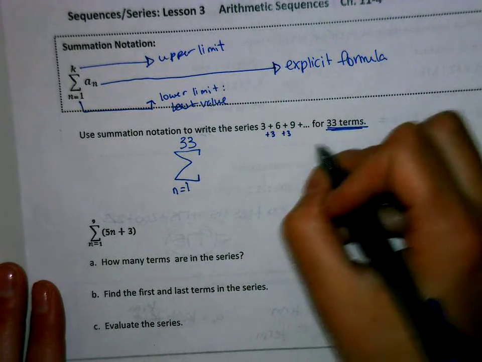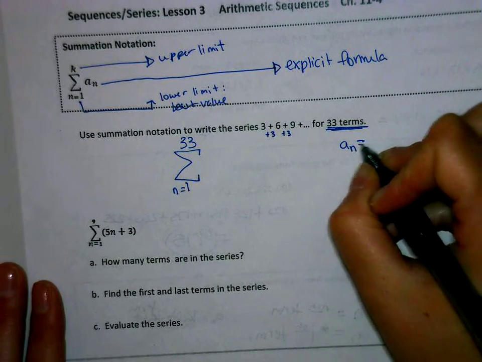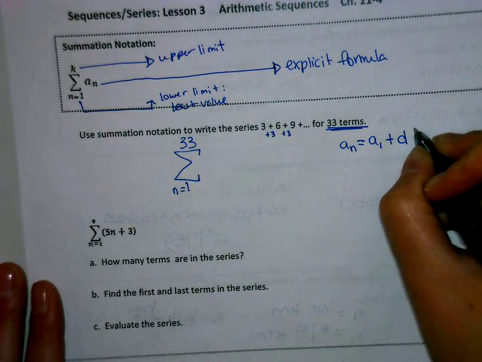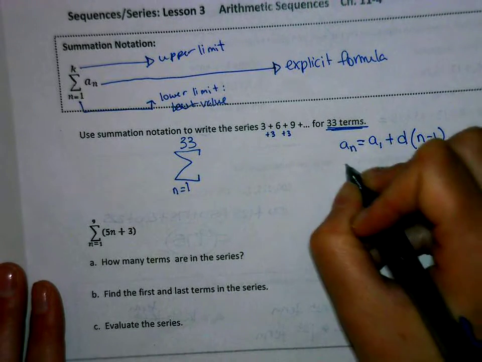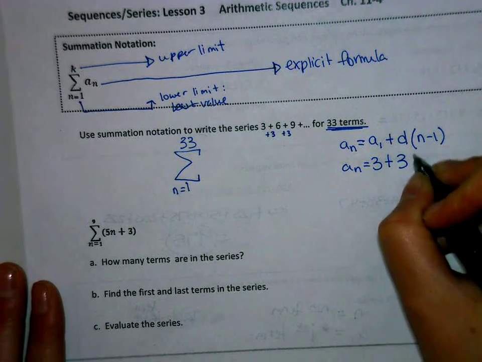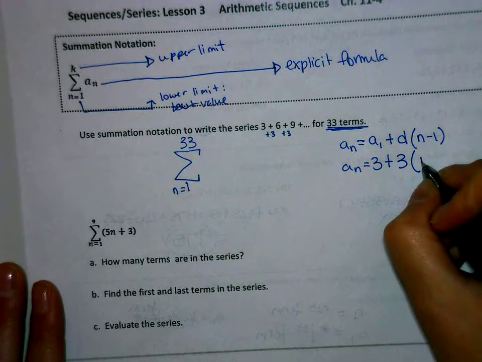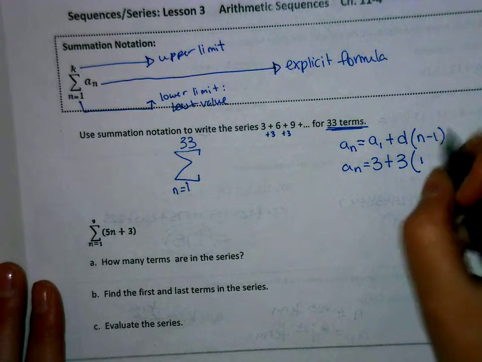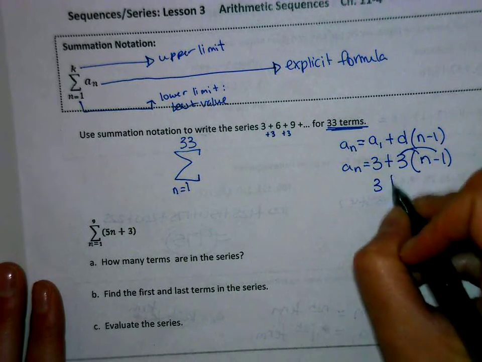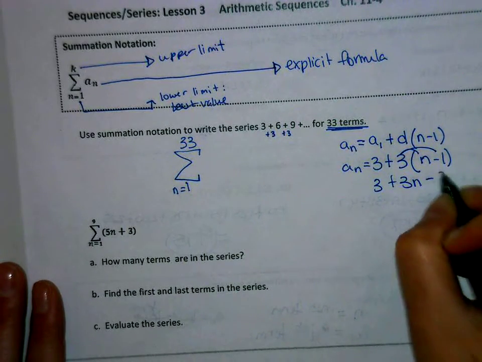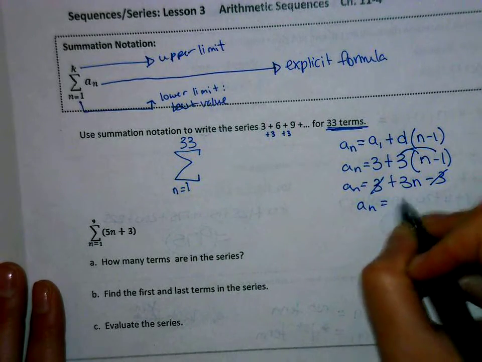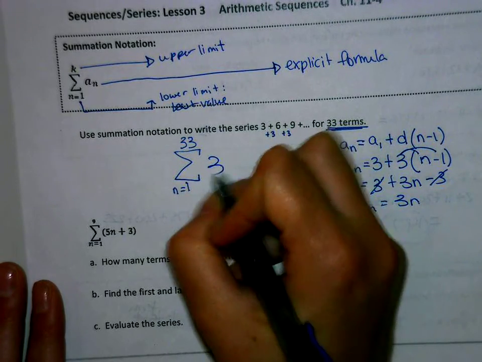Remember, the arithmetic sequence formula is the first term plus the common difference times n minus 1. We know our first term is 3, and we're adding 3 to every term after that. So if we distribute, we have 3 plus 3n minus 3. To simplify, 3 minus 3 is 0. So our explicit formula is 3 times n.